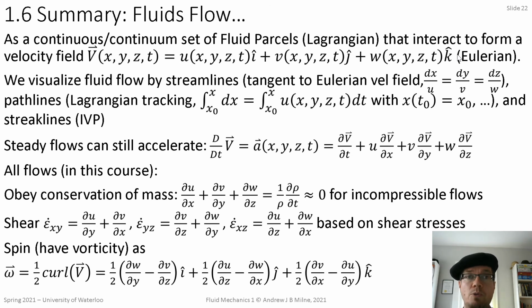Fluid flows also spin. They have vorticity. It's 1/2 the curl of the velocity field. It has 3 components as given there. And as a reminder, the difference between shear and vorticity, that negative sign inside the bracket means that it's the 2 sections tending to rotate a fluid parcel rather than tending to close the angle, tending to turn it into a parallelogram. So rotation versus shifting into a parallelogram shape.